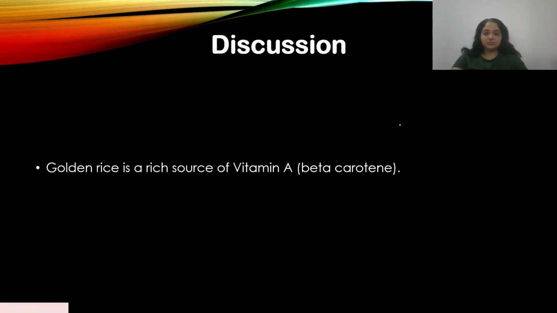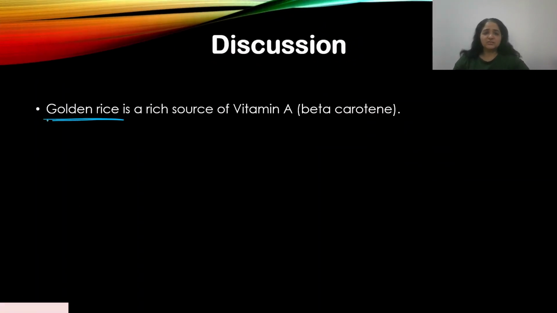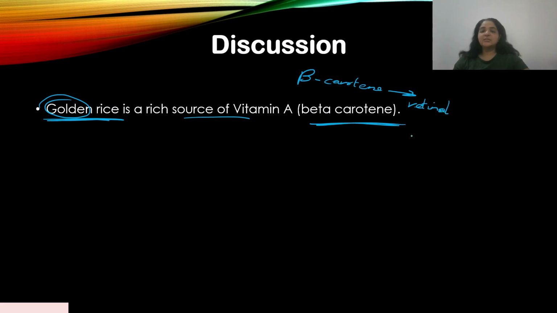Let's go. So golden rice, as you can see from the term itself, is golden, yellowish in color. It's a rich source of vitamin A. Actually, it's a rich source of beta carotene, which then gets converted to retinol in humans, and that is vitamin A. So especially in those countries where there is a nutrition deficiency, this golden rice is very useful to cover that malnourishment.